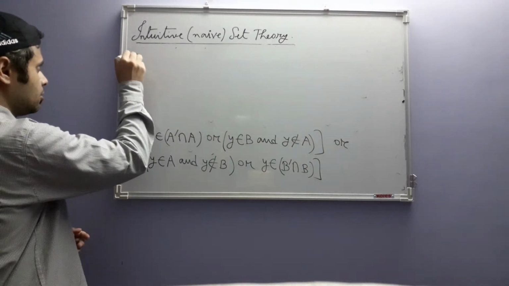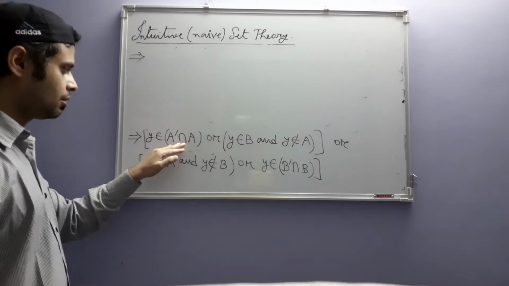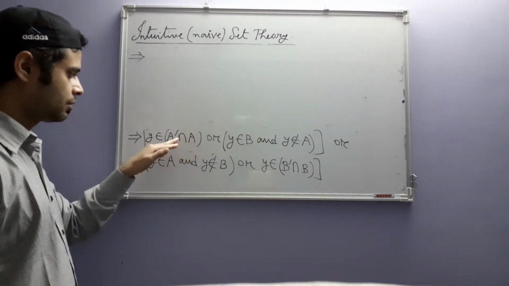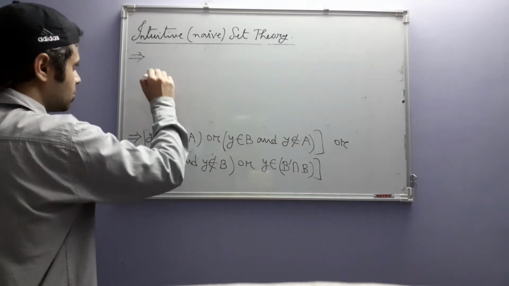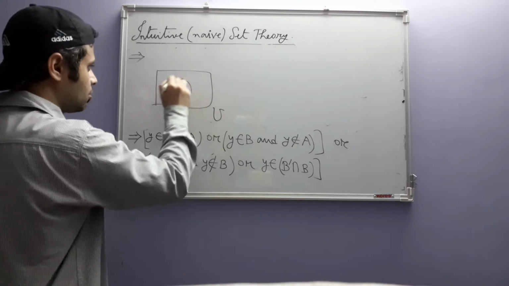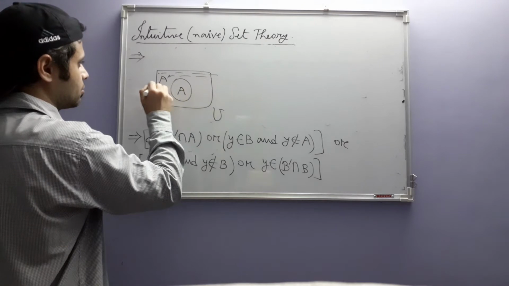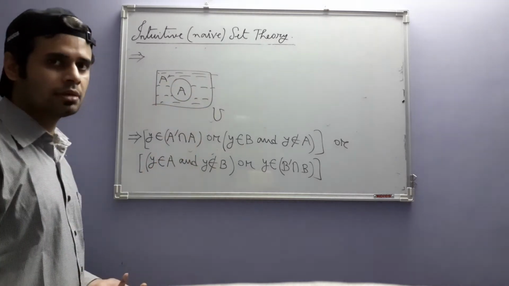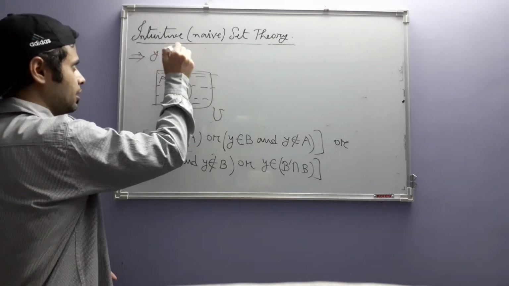Continuing from here, this implies... Now, if you recall the properties of complements, any set and its complement have no elements in common. That is because this is our universal set. This is A. A complement is just what is not in A. So clearly from the definition, their intersection is empty. So this means y belongs to the empty set.